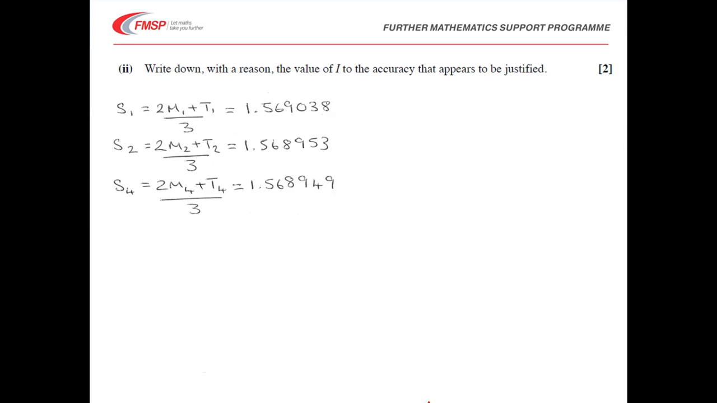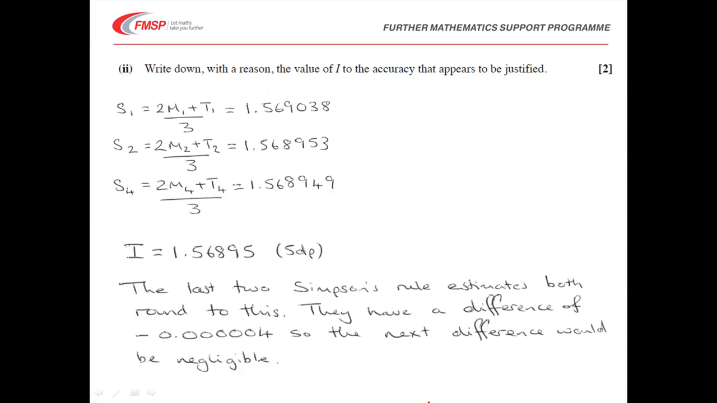So we've got to give a value for I that appears to be justified from those three Simpson's rule estimates. Looking at all of those, as we go down that list we're getting 1.5689, and then for S2 we've got 5.3, and for S4 we've got 4.9. They both round to 1.569895 to 5 decimal places. They both round to the same thing, to 5 decimal places. That appears to be justified, but we need to think a little bit more about this.